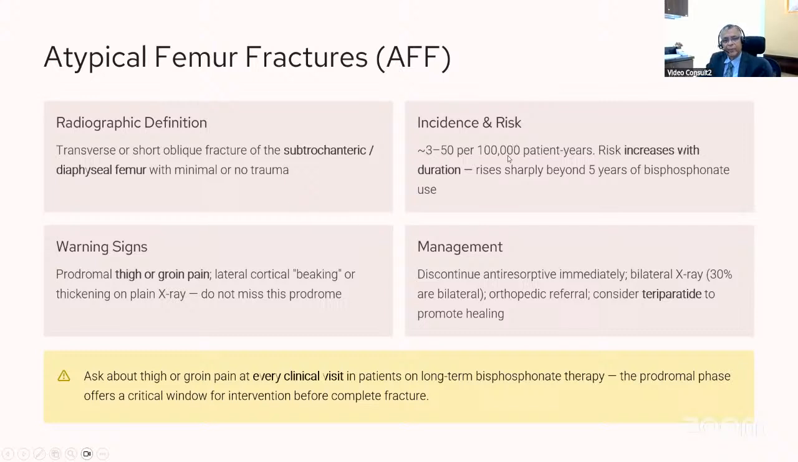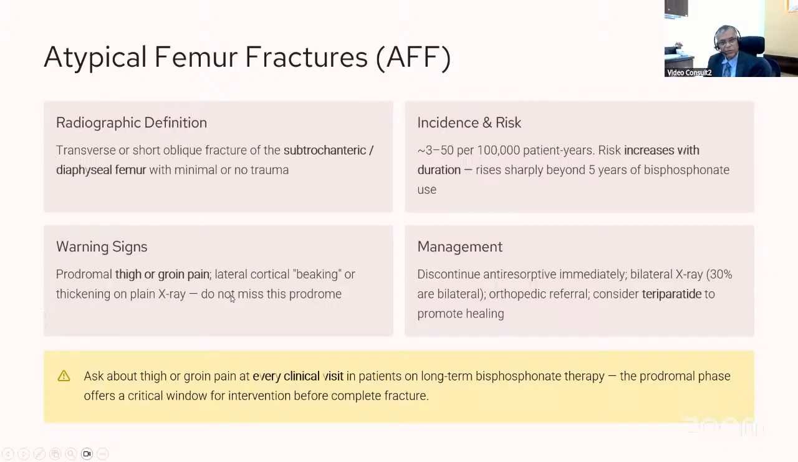Atypical femoral fracture occurs in 3 to 50 per 1 lakh patients, increases with duration, and rises sharply beyond 5 years of bisphosphonate use. So if we stop bisphosphonates before 5 years, it mostly doesn't occur. Prodromal thigh or groin pain, lateral cortical beaking or thinning on a plain X-ray. Do not miss this prodrome.